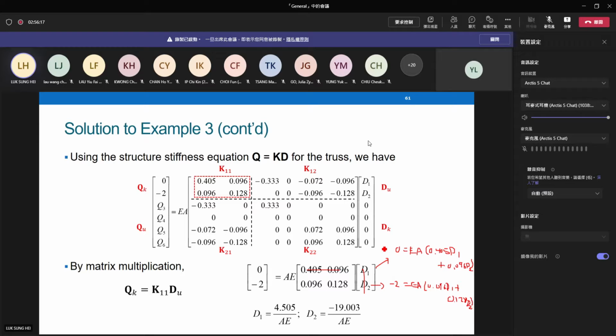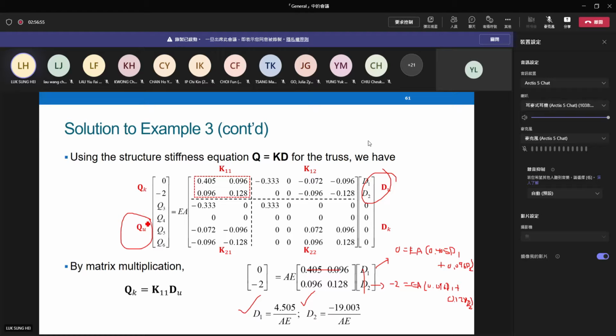Matrix multiplications, you can convert them back to two simultaneous equations. Two equations, two unknowns. Suppose we can find out the outcomes. Simple math problems. D1 is 4.505 over EA. D2 is minus 19 something. This is how you can find out unknown displacement, D1, D2, or simply DU, using matrix method.